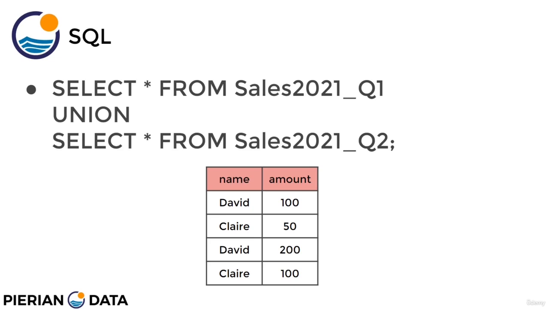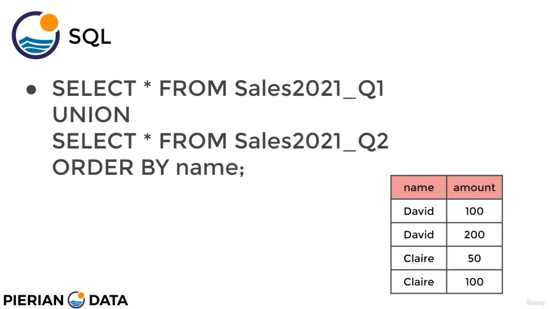And as you can imagine, if you wanted to, you could have multiple union calls just pasting together these different results. And what you can also do is, for example, if you wanted it to be ordered or sorted by the name, you can just add an order by call after this to order it by the name.